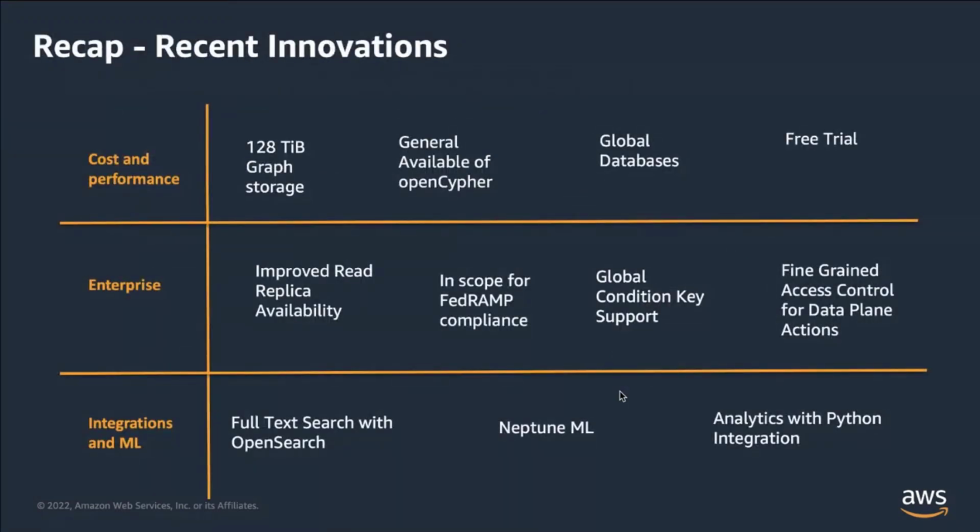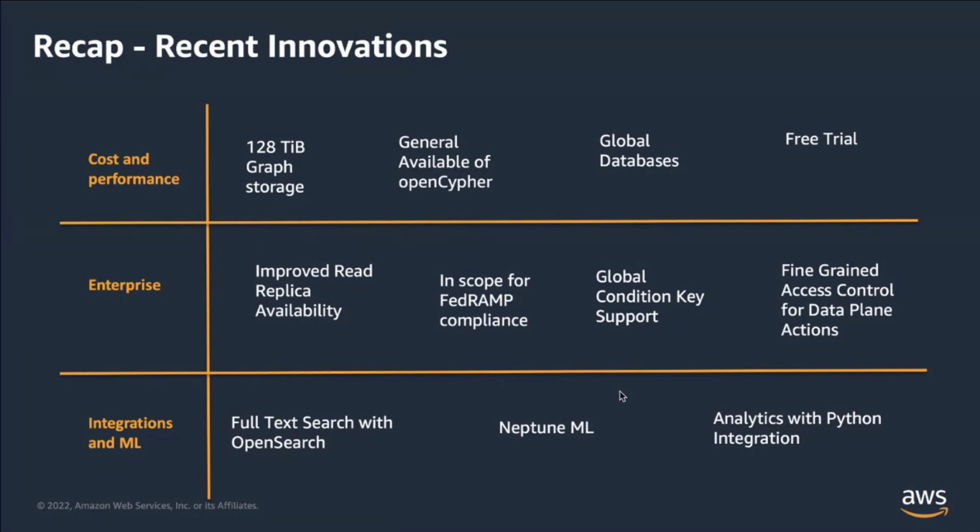Before we go into the demo, let's recap some of our recent innovations. We spoke about general availability of openCypher, global databases, fine-grained access control, full-text search integration, Neptune ML, and our analytics with Python. But we have also doubled our storage cap to 128 terabytes to support even bigger graphs. We've also added capabilities to improve uptime in case of cluster restarts, where the read replica actively accepts read requests when the writer instance restarts.